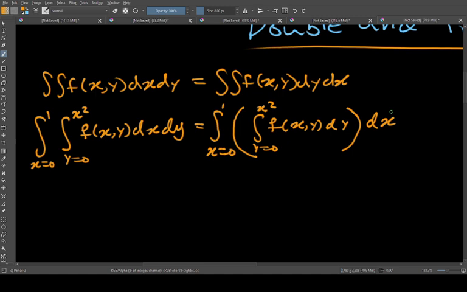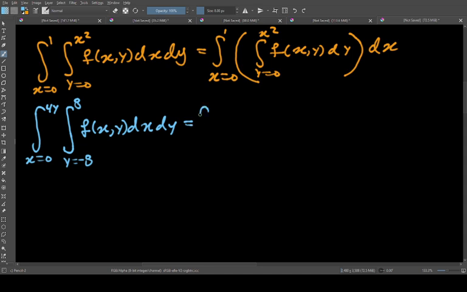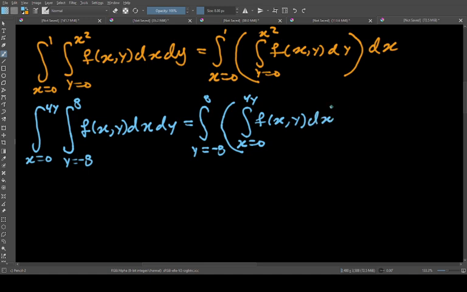So let's go to another example. Let's say we have the integral from x equals 0 to 4y and the integral from y equals negative 8 to 8 of f of x comma y dx dy, which is equal to the integral y equals negative 8 to 8 of the integral from x equals 0 to 4y of f of x y dx dy.